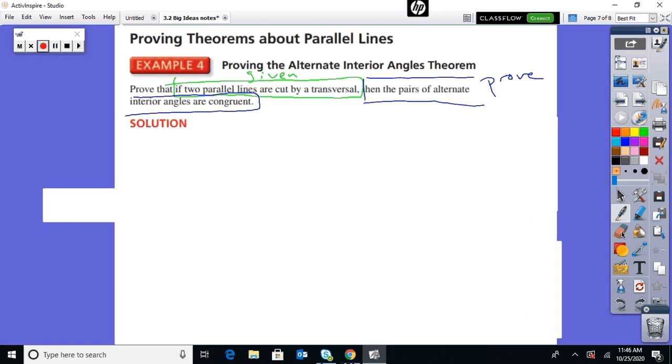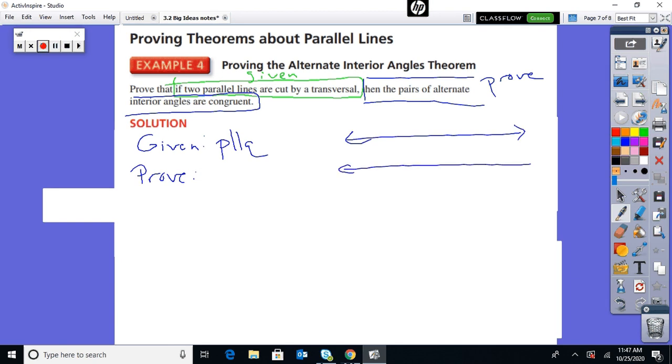I'll just try to sketch it. I'll try to be neat. Given, we're just going to make up two things here. We'll say P parallel to Q. We will prove, all right, let's get a picture here.